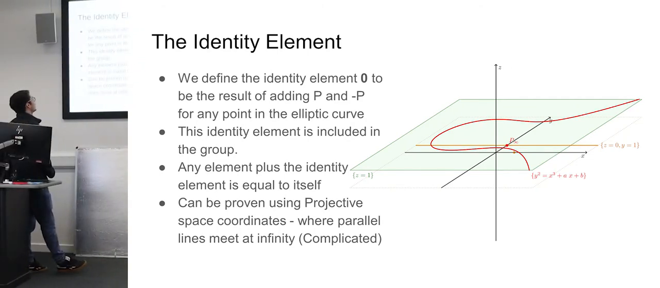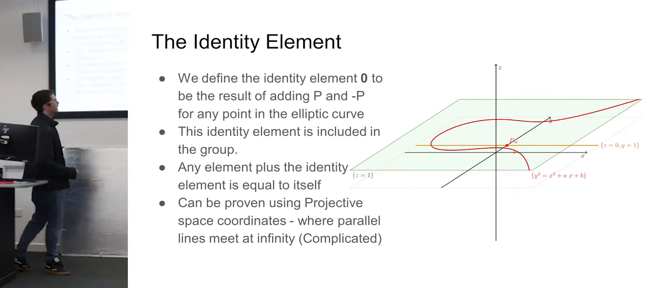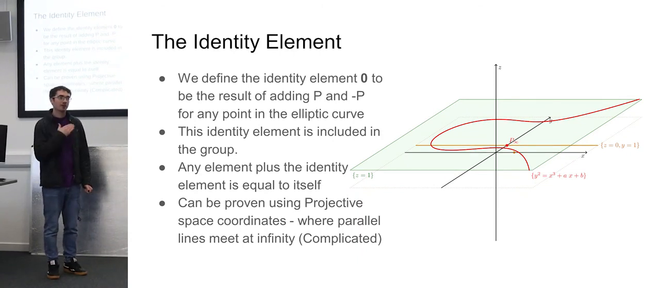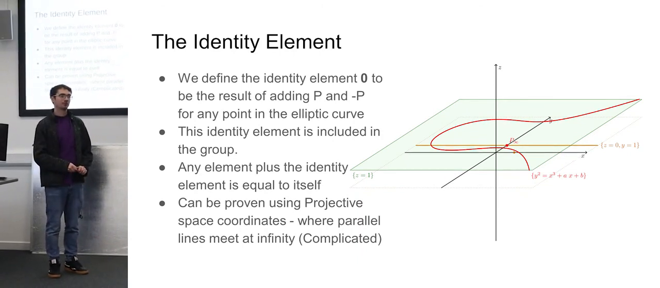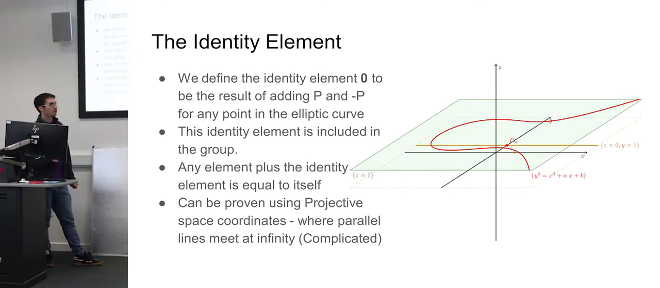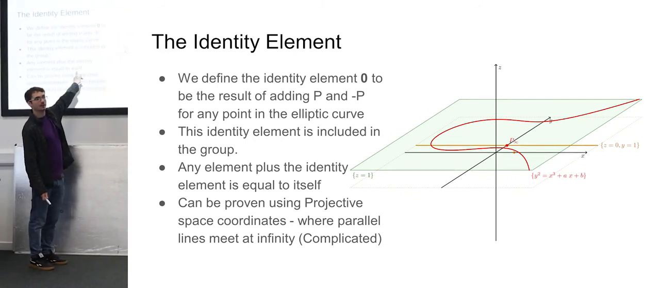But because that's complicated, for now we can just say that p plus minus p always goes through the identity element. And the identity element is a point on this curve. But actually, when you go look at it in 3D space, it's a whole line.